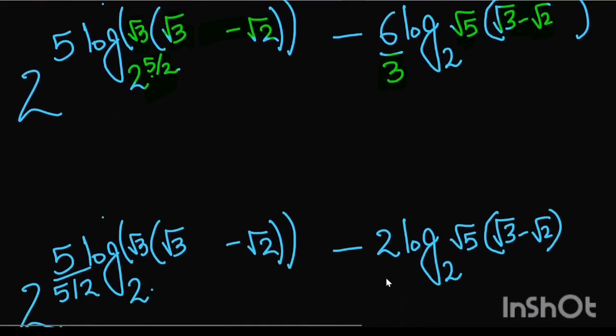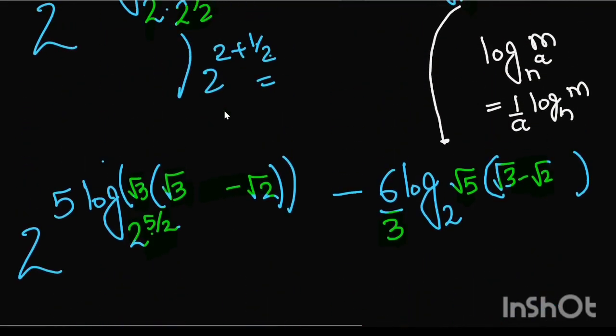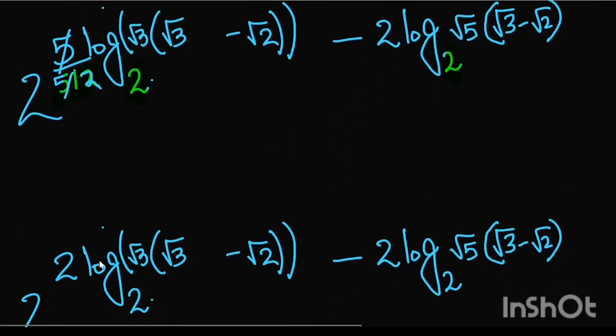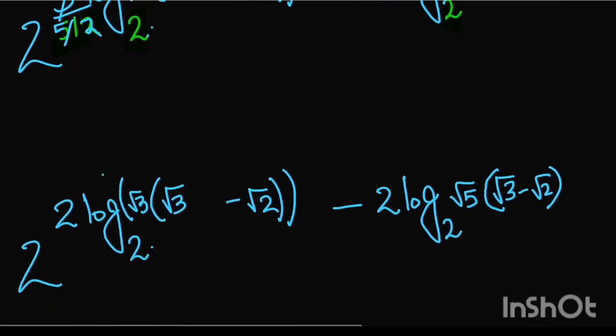The next is this 5 by 2, again using the same law that I told you. Here this 5 by 2 base will come here, so we are left with 2 here and 2 here. As you can see, the bases are common now, and 5 and 5 cancel out, and this 2 will go up in the multiplication. So it becomes like this, this 2 is here now.